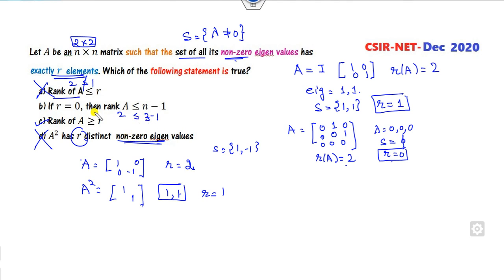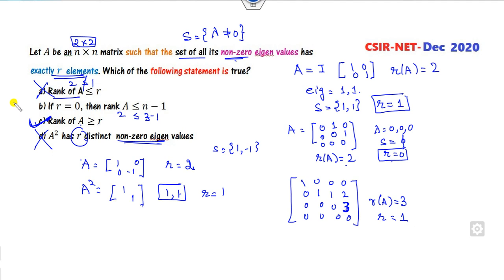Now look at that. The rank of A is greater than or equal to R. If I consider the 4 cross 4, R I consider here as the non-zero value, that's over. So 4 cross 4, with 0, 0, 0, 0, 0, 0, 0 here. If I consider this also as the non-zero, what is that? The rank of A is 3, what is R? The non-zero distinct value is 1. 3 is greater than R. So this is always true. C is correct.